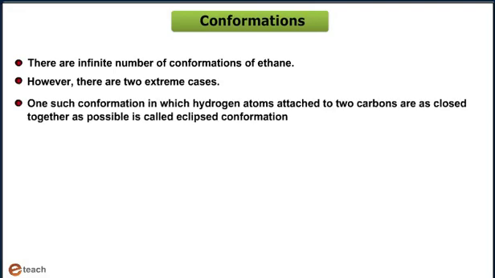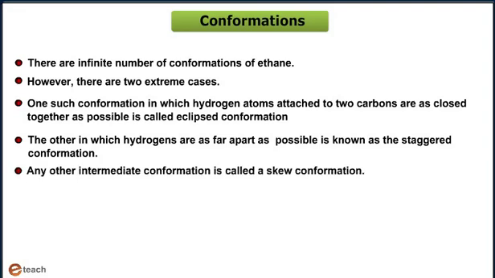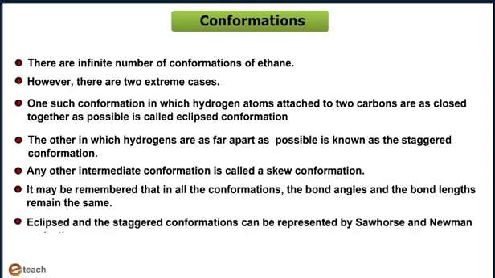One such conformation, in which hydrogen atoms attached to two carbons are as close together as possible, is called eclipsed conformation. The other, in which hydrogens are as far apart as possible, is known as the staggered conformation. Any other intermediate conformation is called a skew conformation. It may be remembered that in all the conformations, the bond angles and the bond length remain the same. Eclipsed and the staggered conformation can be represented by Sawhorse and Newman projections.